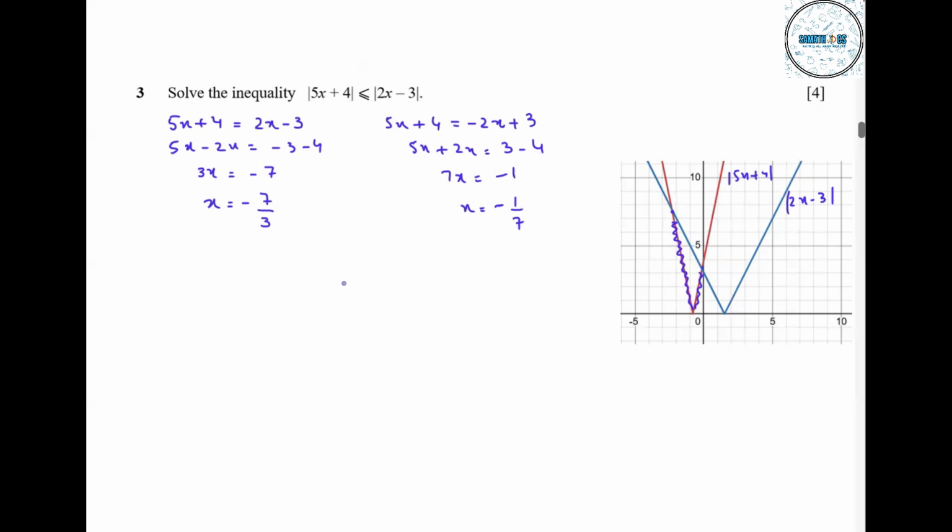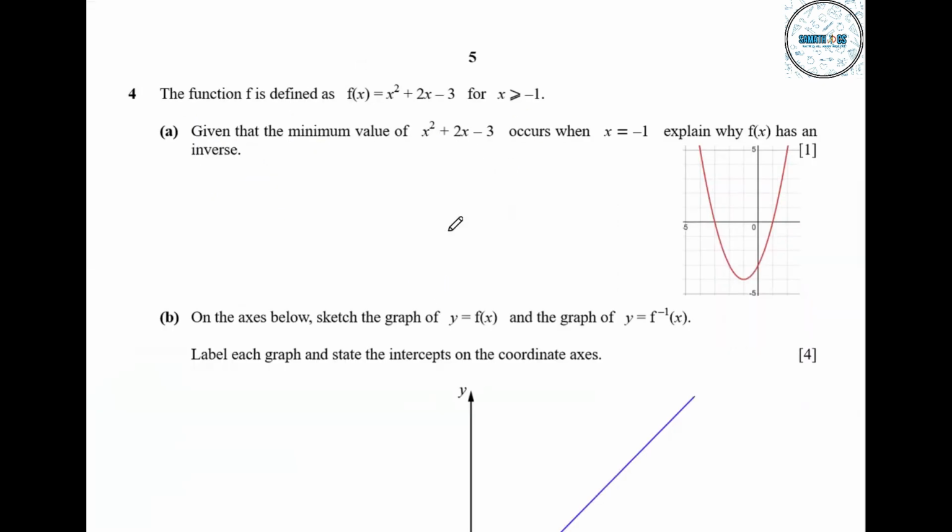And the range of values of x for this part of the curve is x is greater than or equal to minus 7 upon 3 and less than or equal to minus 1 upon 7.